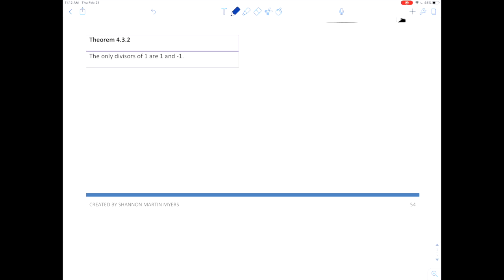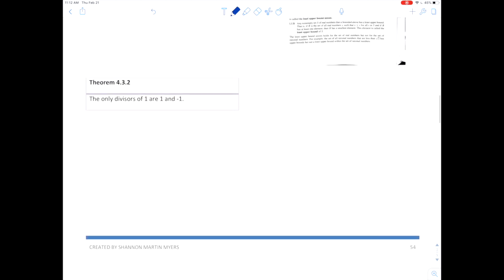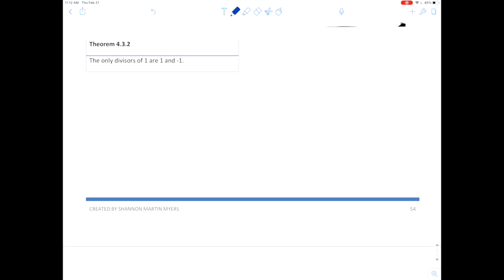Okay, so the next theorem deals with the fact that the only divisors of 1 are 1 and -1. All right, so we're going to still be using a theorem from this stuff here. Okay, this is from Appendix A in your text. So here, let's go ahead and get started. All right, what do we start with? Very good. The word proof.